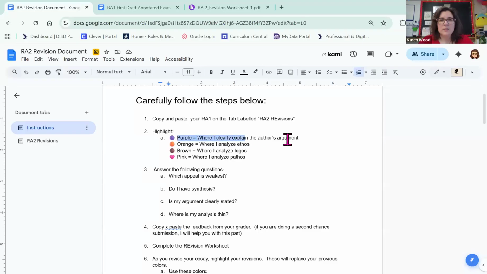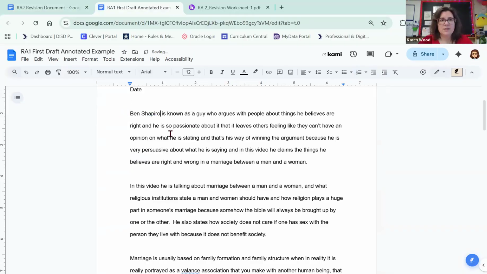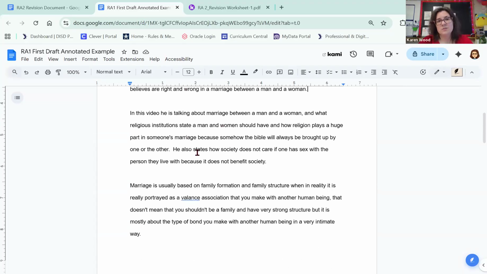So purple is where I clearly explain the author's argument. So let's look and see. Ben Shapiro, I'm going to go ahead and fix that, is known as a guy who argues with people about things he believes are right. And he is so passionate about it that he leaves others feeling like they can't have an opinion on what he is stating. And that's his way of winning an argument because he is very persuasive about what he is saying. And in this video, he claims the things he believes are right and wrong in marriage between a man and a woman. Now, this is one big run-on sentence, and it has some other issues in it, but that's not what I'm looking for right now. I'm looking for where they outline the author's claim.